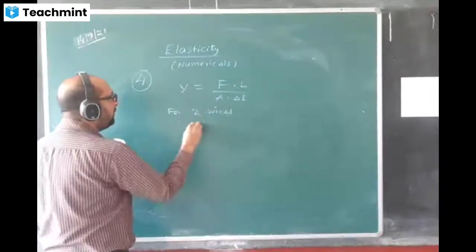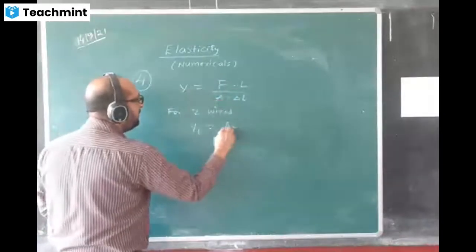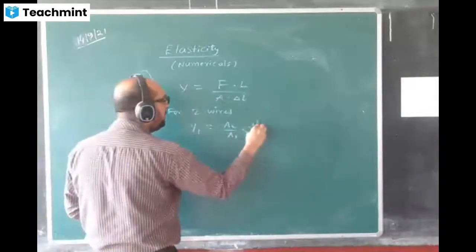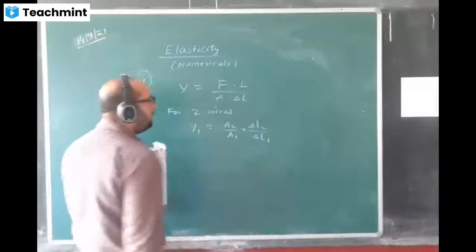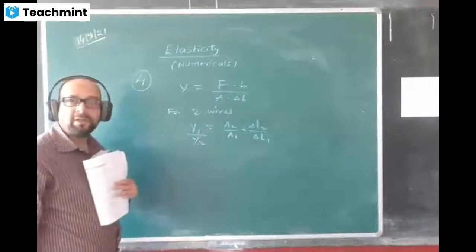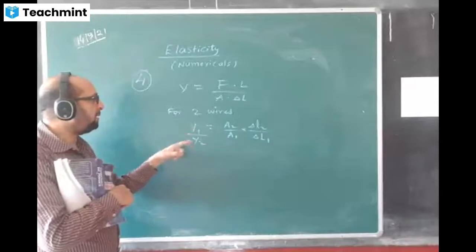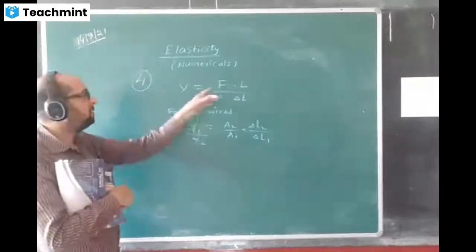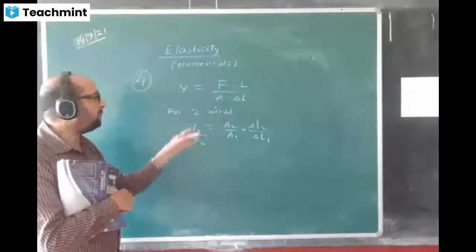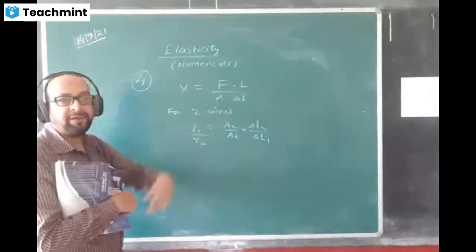For two wires, we write the formula: Y1 by Y2 is equal to, Y and A are inversely proportional, right? Like A2 by A1. Y and delta L are again inversely proportional, so write delta L2 by delta L1. A and L we will not write. Ratio wise I'll take Y1 by Y2, where 1 is for the wire A and 2 is for the wire B. Same force we are applying and they have the same original length, both the wires. But Young's modulus are different, area of cross section is different and elongations are different, that we have to find.